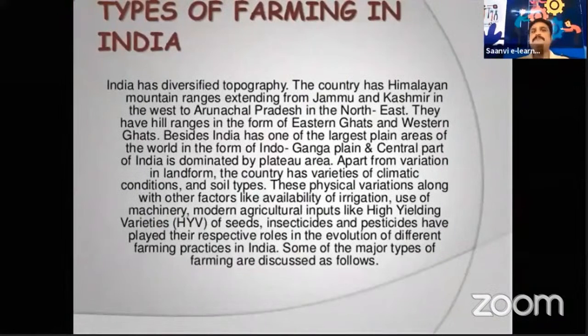Okay, coming to next, types of farming in India. And before that, India's landforms: plain, plateau, mountain, hills, these are the different types of landforms which we can see in our country. India has diversified topography. See what is that? The country has Himalayan mountain ranges extending from Jammu and Kashmir in the west to Arunachal Pradesh in the northeast. Remember, where is Arunachal Pradesh and where is Jammu and Kashmir? Himalayan mountain ranges we can see. And they have hill ranges in the form of Eastern Ghat and Western Ghat.